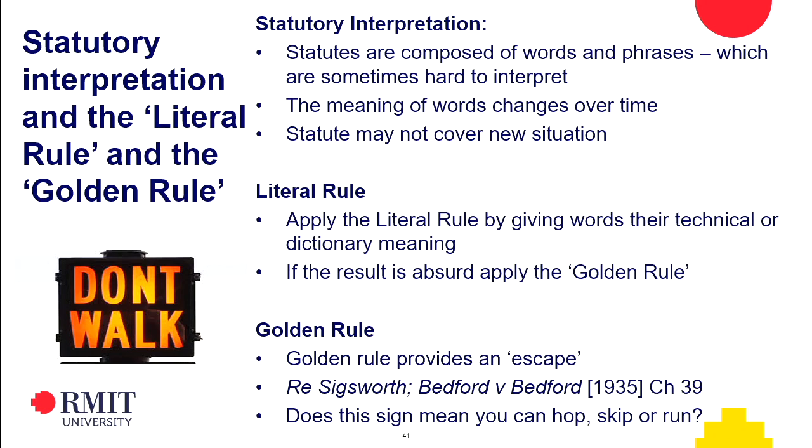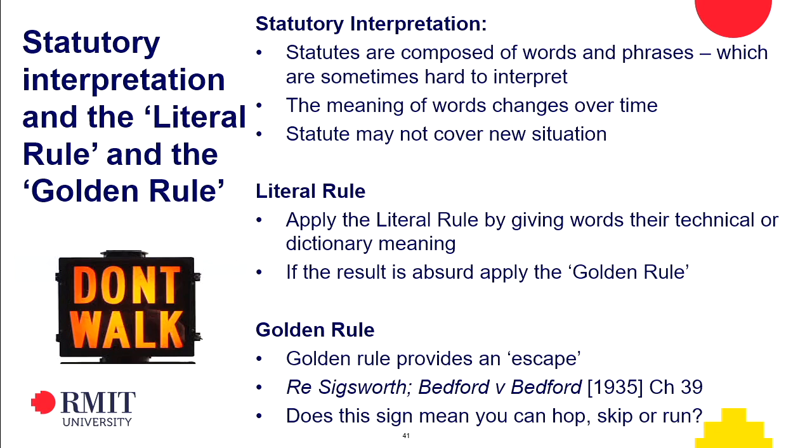So the courts have a bit of an out. We always try literal first, and if it doesn't work, we go to the golden rule. It provides an escape. So the courts could see this and say, well, yeah, you can't run across because you're going to get hit by a car. What we're going to say is that just means you can't enter into the intersection when that is lit up.